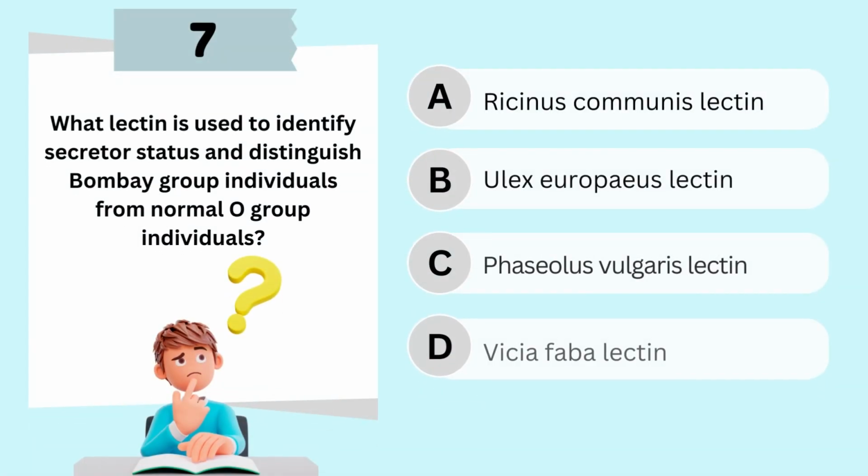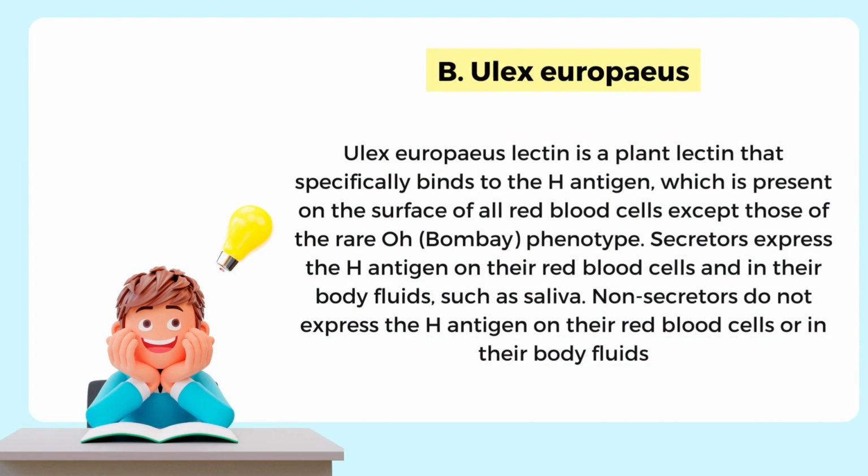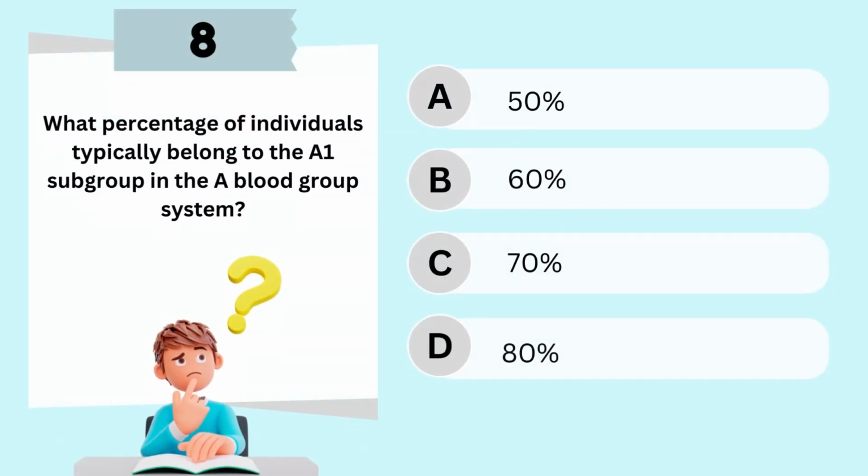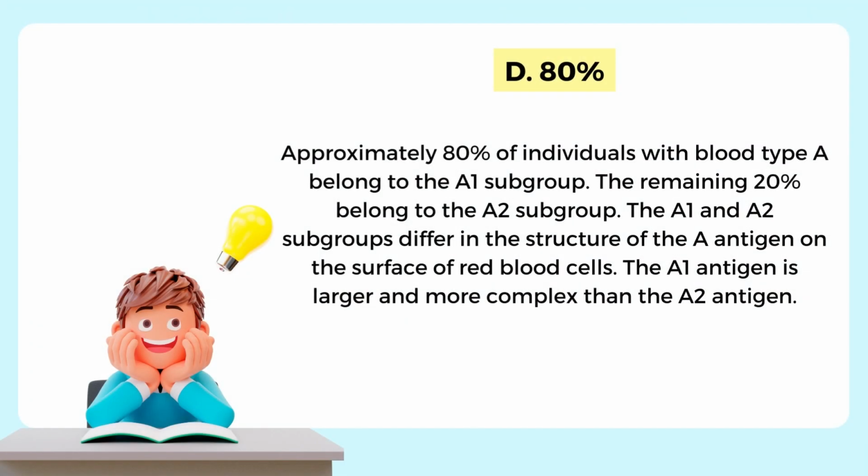What lectin is used to identify secretor status and distinguish Bombay group individuals from normal O group individuals? The correct answer is B. Ulex europaeus. What percentage of individuals typically belong to the A1 subgroup in the A blood group system? The correct answer is D. 80%.